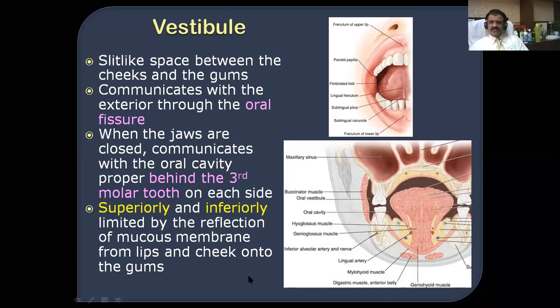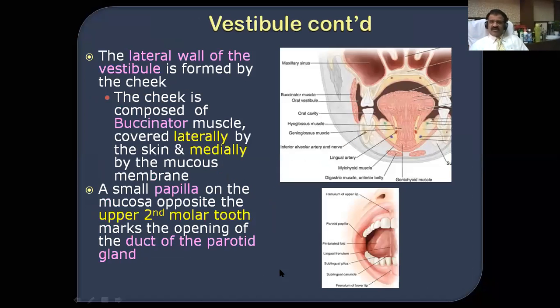Okay, a small space. If you study the vestibule further, you'll see the lateral wall of the vestibule is formed by the cheek, on both sides. And the cheek is composed of the buccinator muscle covered laterally by the skin and medially by the mucous membrane. A small papilla, meaning an elevation on the mucosa opposite the upper second molar tooth, marks the opening of the duct of the parotid gland.